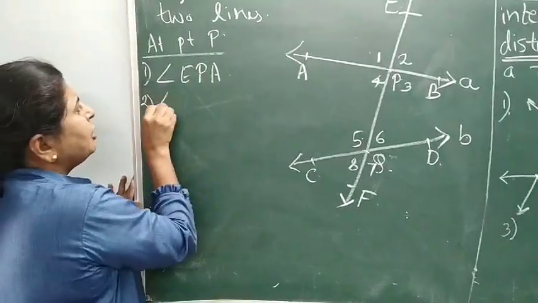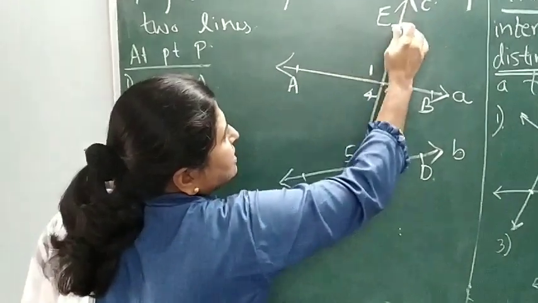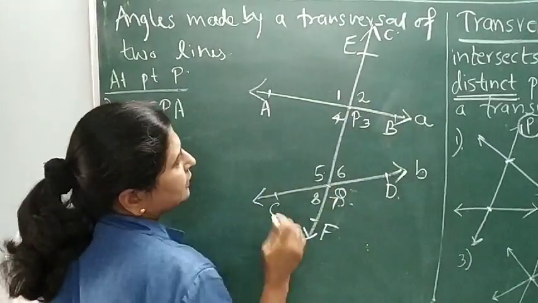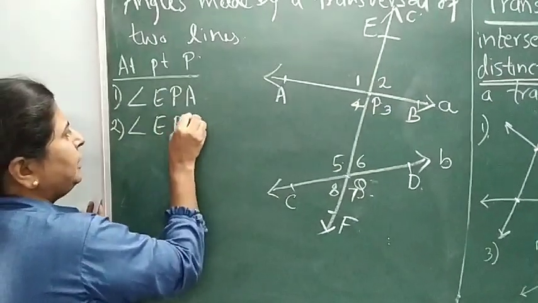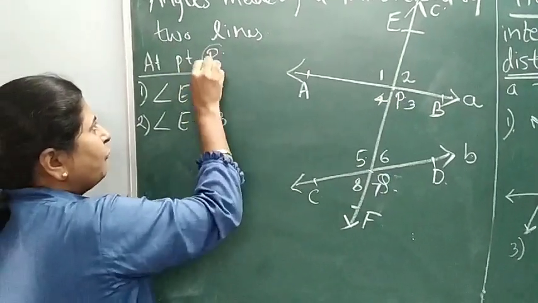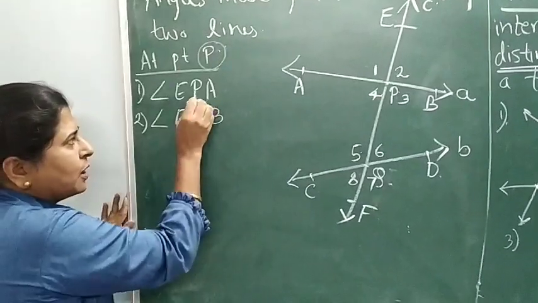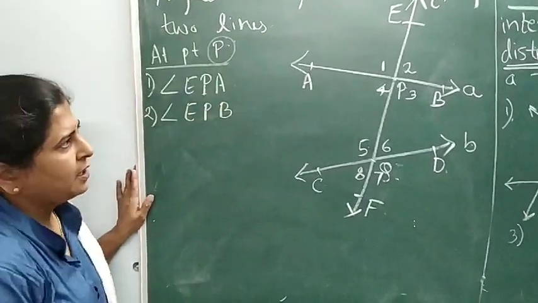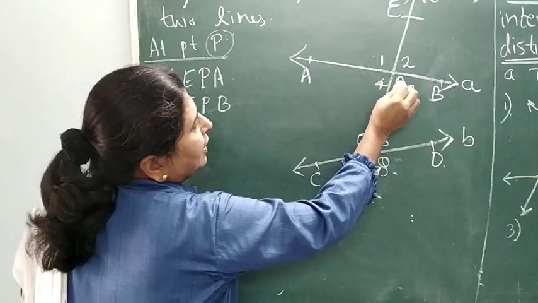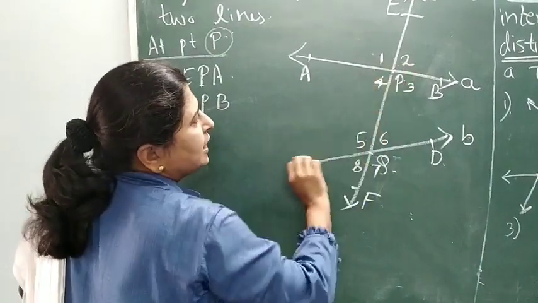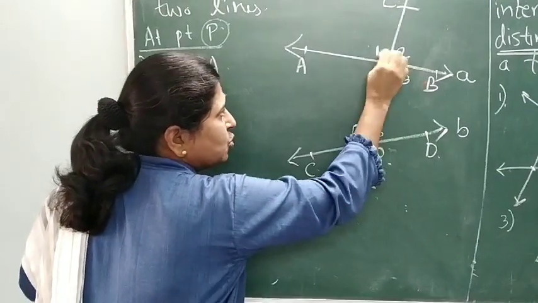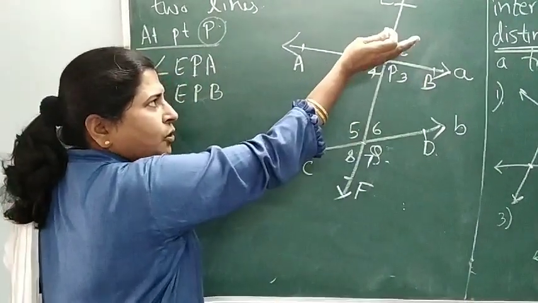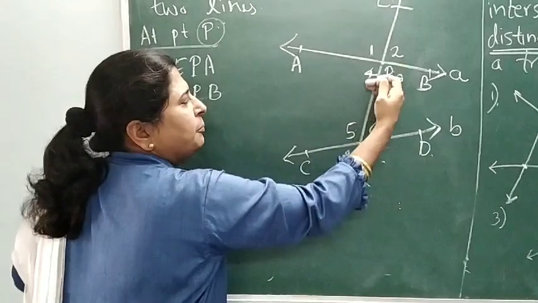Now what is angle number 2? Angle 2 is transversal, vertex, then the line. So EPB, angle EPB. Here at point P, whatever 4 angles you write, P should always come in the center position. So we have written angles 1 and 2. What is the third angle? These 2 angles were above the line. Now the third and fourth are below the line.